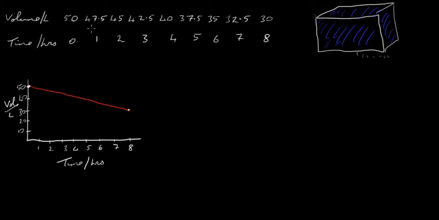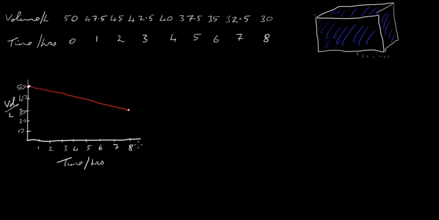water. So it goes from 50 litres, and then after the first hour it goes down to 47.5 litres. After 2 hours it's down to 45 litres. After 3 hours it's down to 42.5, and so on and so on. So what I've done first of all is just drawn a graph of this data here.